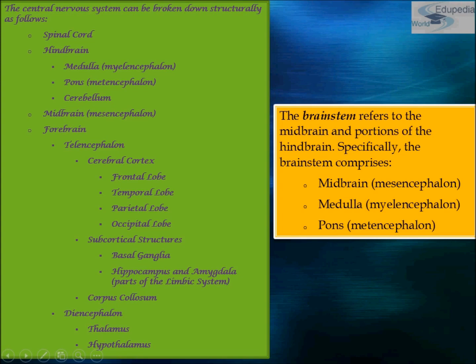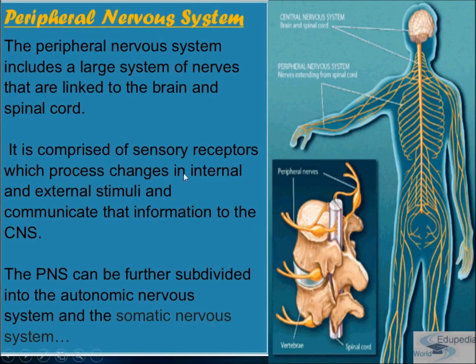When I say brain stem, please understand that brain stem refers to the midbrain and a portion of the hindbrain. Specifically, the brain stem comprises the midbrain, which we call mesencephalon, medulla, which we call myelencephalon, and pons, that is your metencephalon. Now the central nervous system is over.